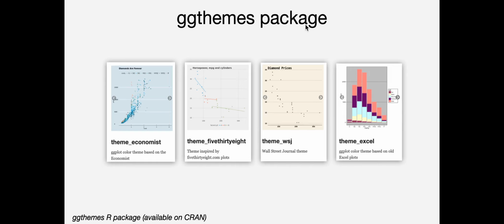You can also use the ggthemes package, which comes with a whole bunch of them. You can make your graphs look like they come from The Economist or the 538 or Wall Street Journal, or for some god-awful reason, I don't know why, old Excel plots, if that's your thing. But just to point out, there are many ways to sort of create a theme for your plot that gives fonts, colors, and aesthetics.